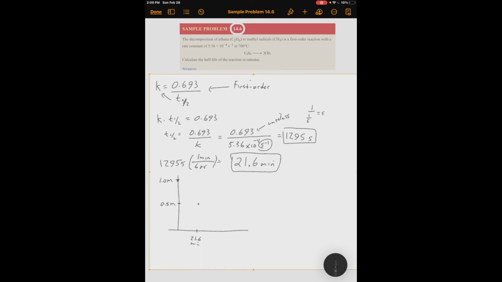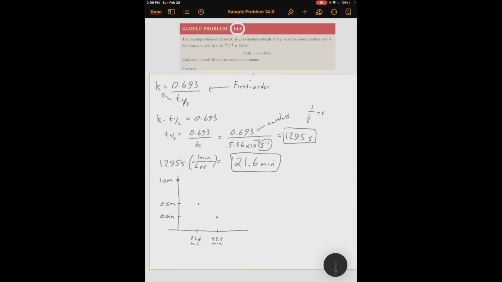But what's interesting about first order kinetics compared to second is that when you determine the half-life for a reaction, if it's first order, the half-life is constant. It doesn't matter what the initial concentration is. So if we wanted to go down to half of 0.5, which is 0.25, the amount of time it would take to go to that point would be another 21.6 minutes, which would be 43.2, right? So that would go down to 0.25.